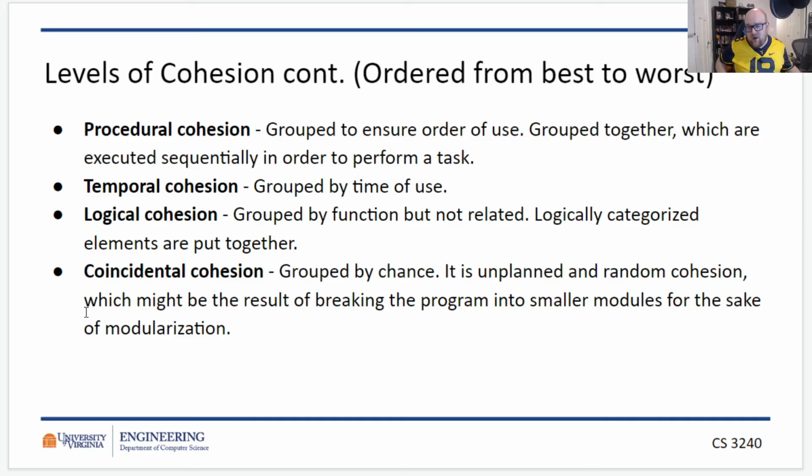Similar is temporal cohesion. You group together things that occur at roughly the same time. Somewhat similar, but a bit more specific. Then there's logical cohesion. We group by function, but different functions may not be related. So while logically categorized things go together, there are several independent things.